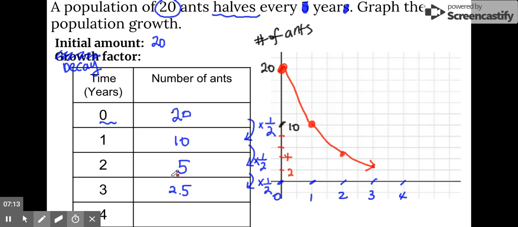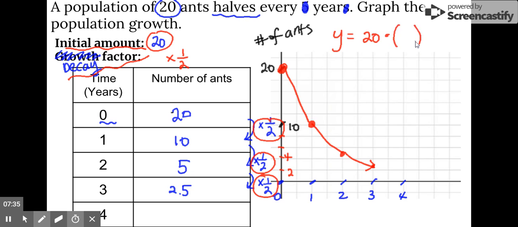So you see that things are decreasing, right? If you have this kind of question, you always start by looking at the initial amount. And what's the decay factor? What number do you keep multiplying here? You keep multiplying by 1/2, right? So if you want to put them in the equation, it's going to be y equals the initial amount times the decay or growth factor, which is 1/2, to the x power. And that's it.